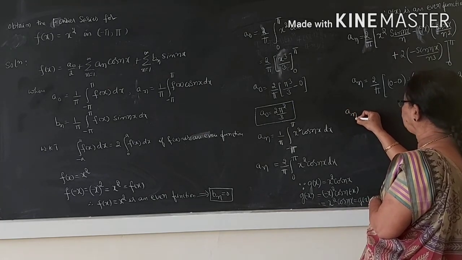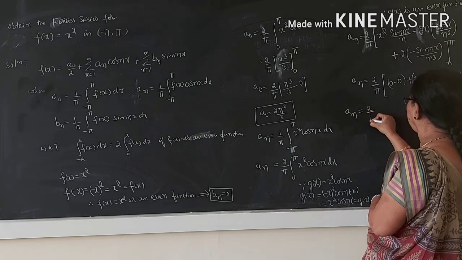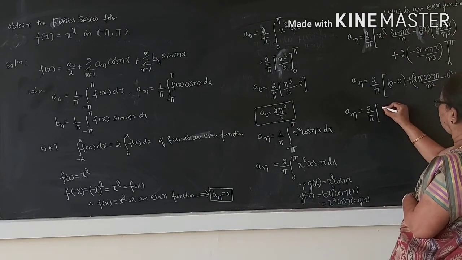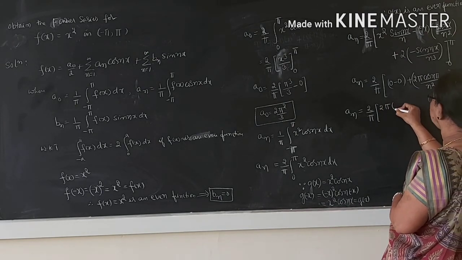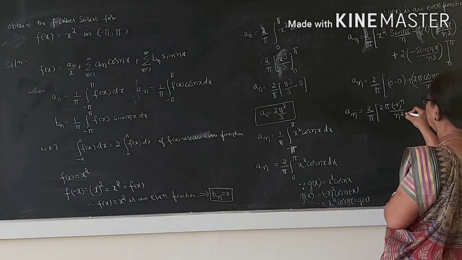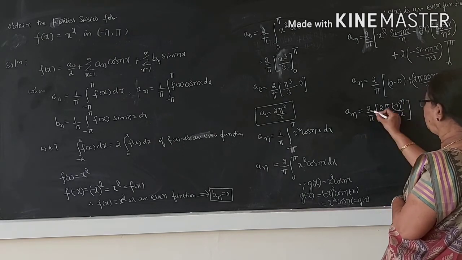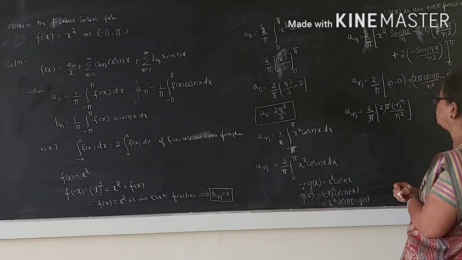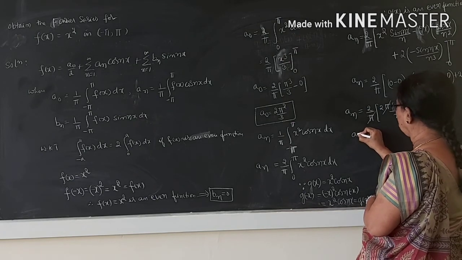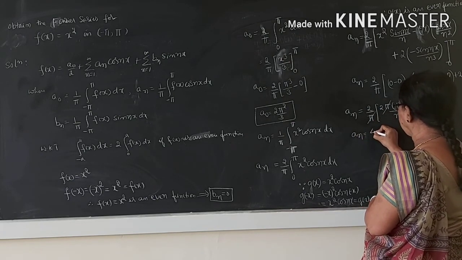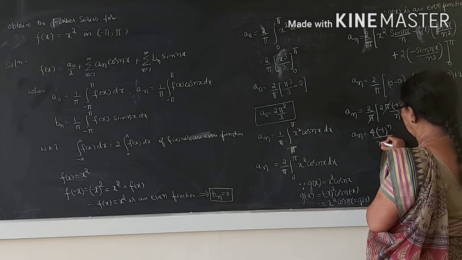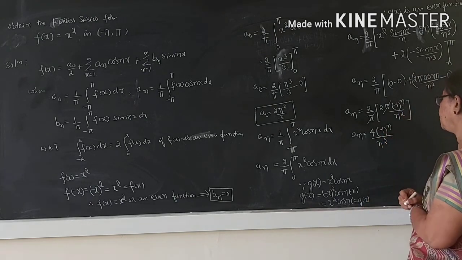Therefore, I am going to get an as 2 pi times 2 pi into cos n pi value is minus 1 whole to the power of n divided by n square. You observe this pi goes with this pi, and your an value is equal to 2 into 2 is 4 into minus 1 whole to the power of n divided by n square.